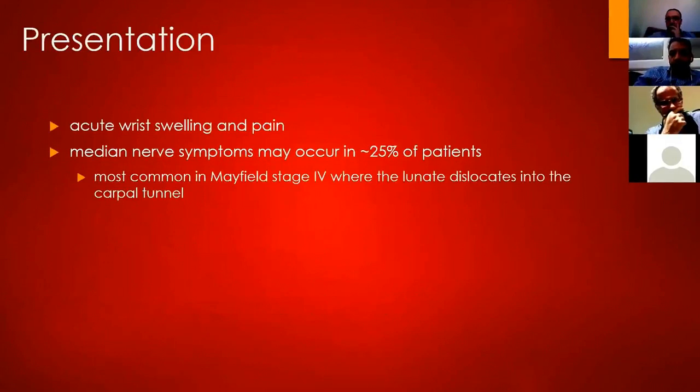The patient usually, as I mentioned earlier, has high energy trauma and presents with acute wrist swelling and pain. Median nerve symptoms are mentioned in the literature in around 25% of patients, usually in Mayfield stage 4.